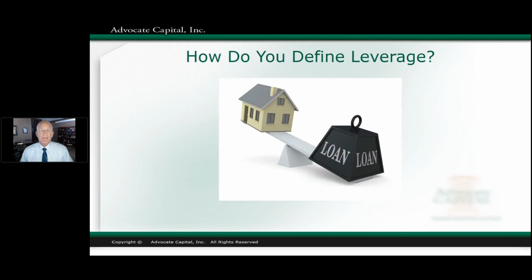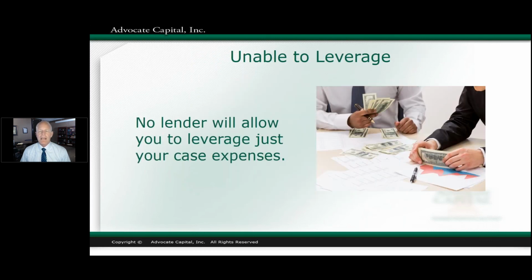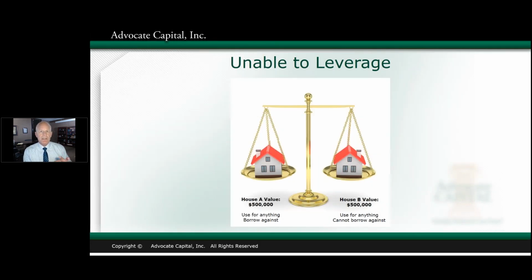Leverage is borrowing against an asset, right? Through an investment strategy, you can use leverage to increase the market value or the performance of the asset, but no lender is going to allow you to leverage just your case expenses. We know the market, there's not a lender you can say, here are my case expenses, that's the only asset I'm going to pledge to you, will you loan me against that? There's nobody in the marketplace who's going to do that. It's just too risky.